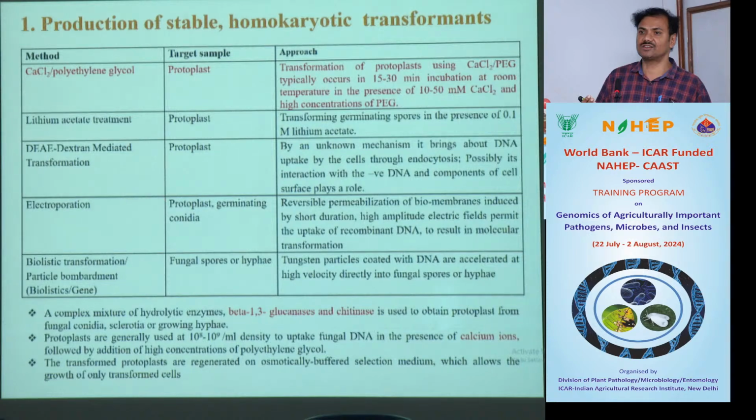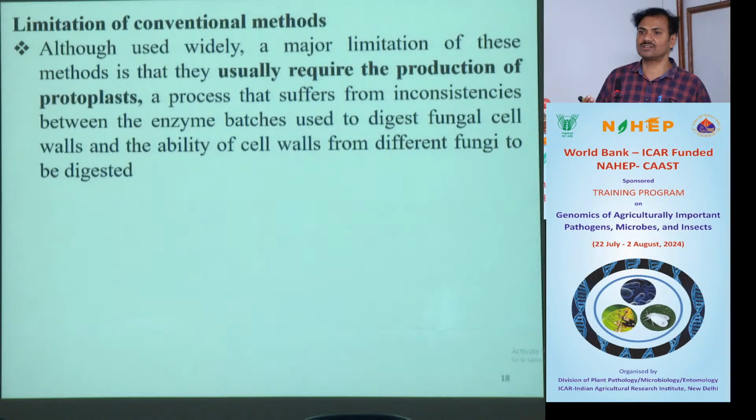So this is one disadvantage. But otherwise it is very easy. You need a protoplast, and you have to handle it very carefully. The very common method, in our lab and everywhere, is calcium chloride polyethylene glycol. As I already told, the disadvantage is the protoplast.